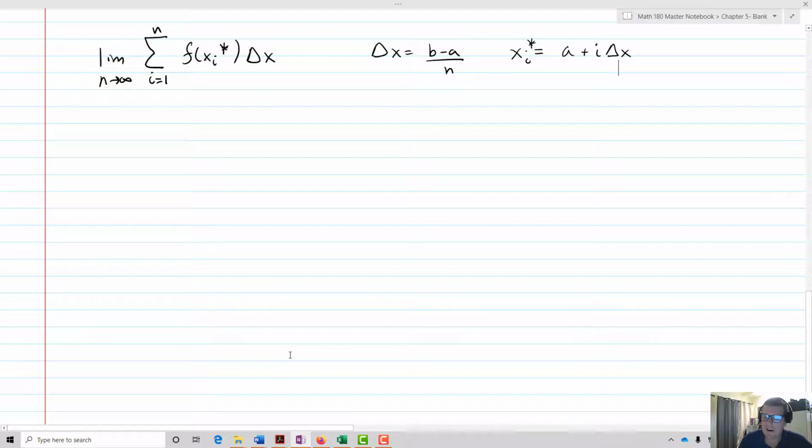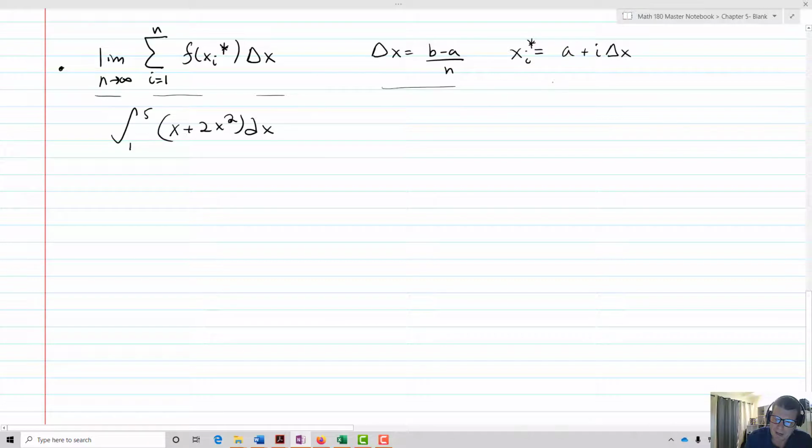So now let's get in the nitty-gritty of how to actually evaluate these things. So I'm going to keep this definition of the definite integral along the top, okay, so you can see it. And let's say, for example, that what I want to do is I want to find the integral from 1 to 5 of x plus 2x squared dx. All right. Now what I need to do is I need to turn it into the definite integral. Okay. I want to turn it into this definite integral.